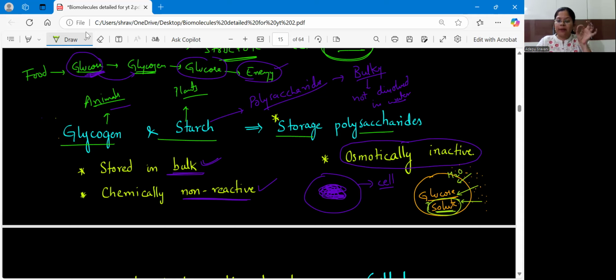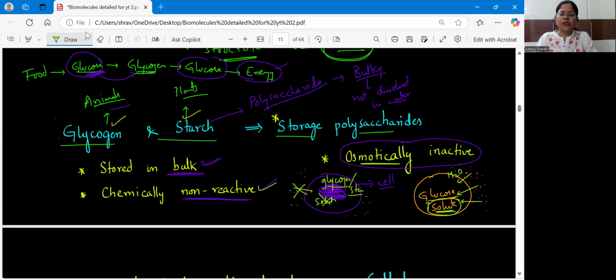On the other hand, if the same glucose is converted into glycogen or starch and then stored in the cell, first point, it is not getting dissolved in the cytoplasm. Clear? Since it is not getting dissolved, it is not chemically reactive. It is not forming any solute. So it will not act as a solute. Okay, glycogen and starch do not act as a solute. As a result, the water surrounding the cell will not enter inside the cell. So this, we call as osmotically inactive. Clear? So this is why the glucose is stored in the form of glycogen and starch in animals and plants respectively.